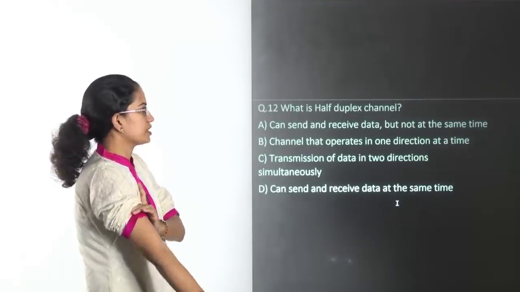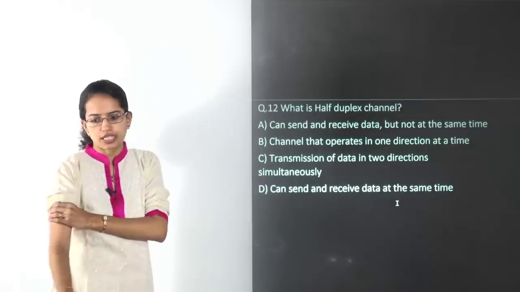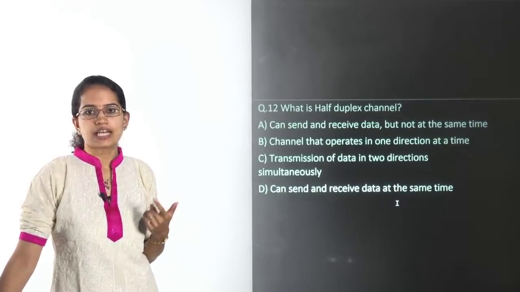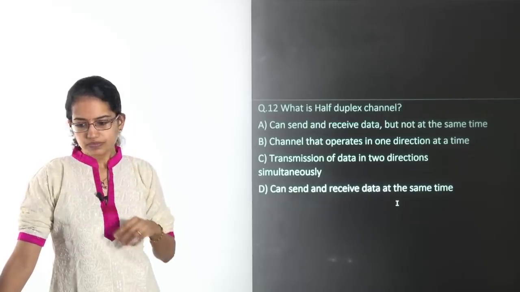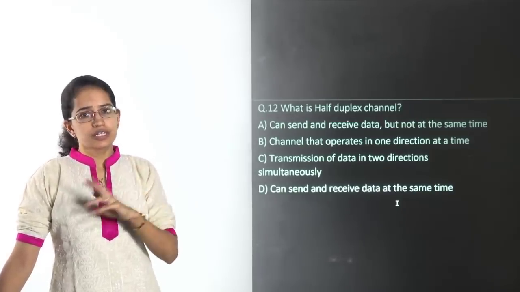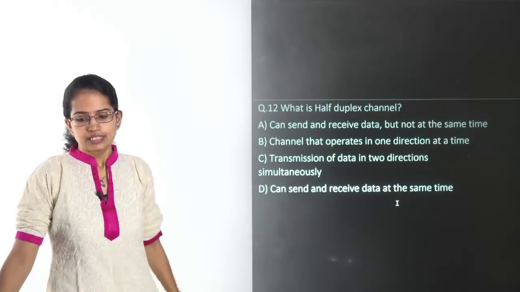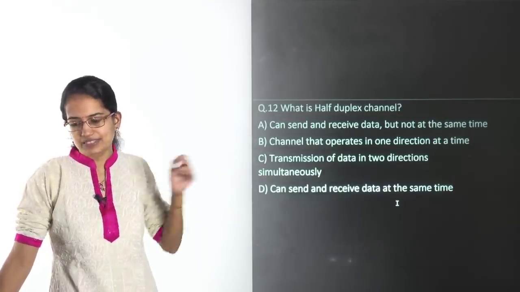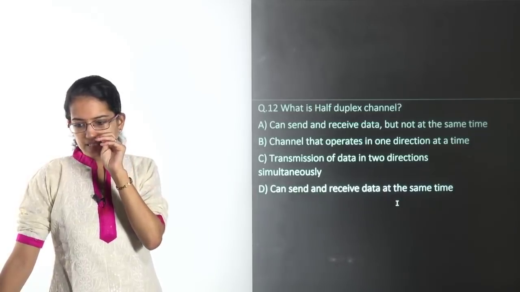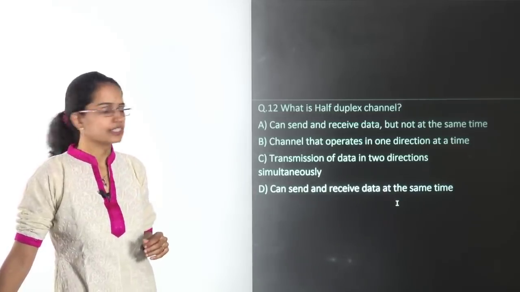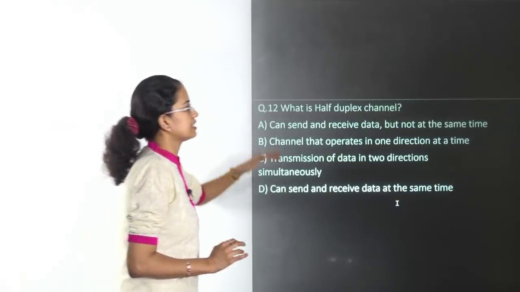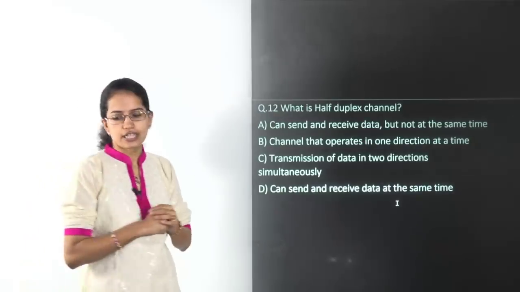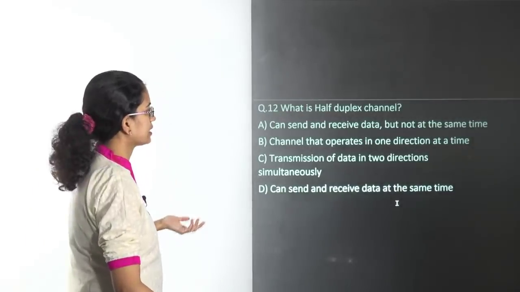A very important question: what is half duplex channel? This is something related to transmission channel. So you have simplex, half duplex, and full duplex. Full duplex means it could work in both directions simultaneously. Simplex means it can run only in one direction. And now what is half duplex? Looking for answers. Great, a lot of you coming up with right answers. So half duplex can send and receive data, but not at the same time. That's the correct answer. Choice A is the right answer here.